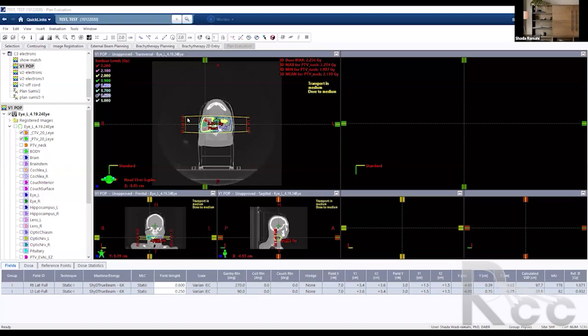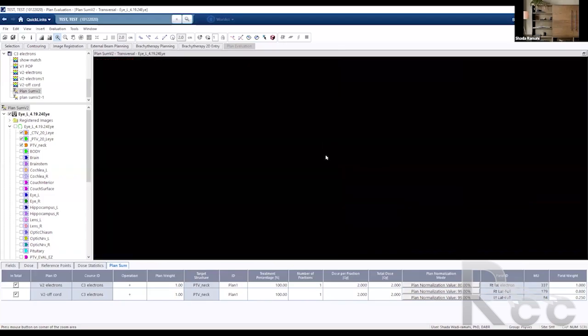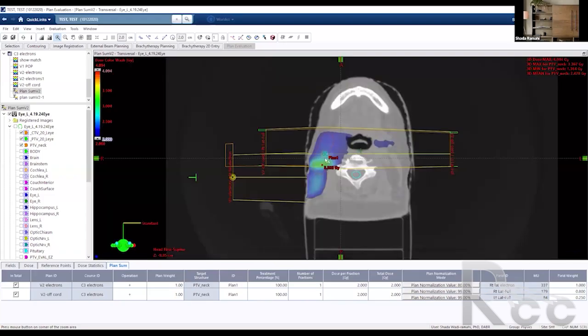So now let's add photon and electron together. Okay, I have now added both electrons and photon. And our prescription is 2 gray. And as you could see, this is really beautiful. I have 2 gray covering the entire region. The PTV here is hiding behind the color wash.